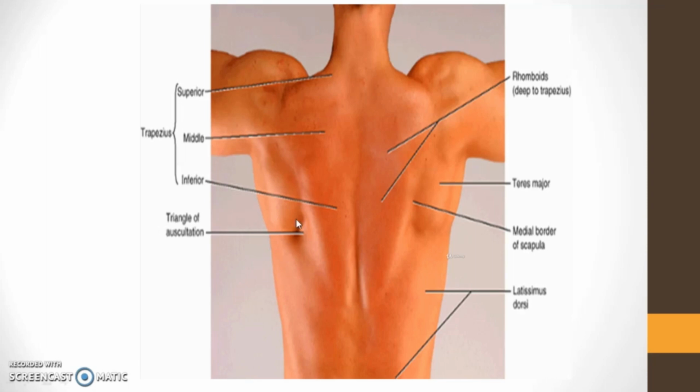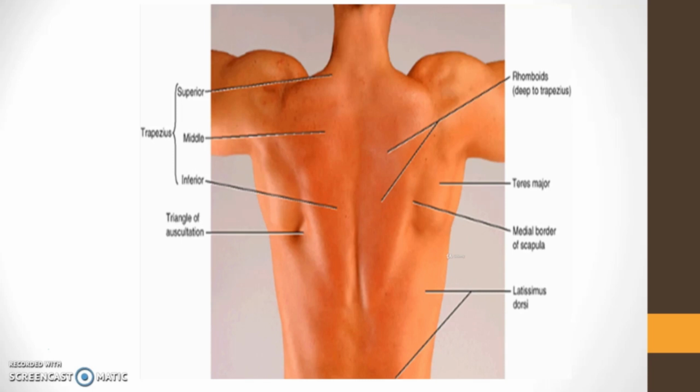So you have to make out three boundaries: the lateral boundary, the medial boundary, and the inferior boundary. The inferior boundary is formed by latissimus dorsi, the medial boundary by trapezius, and the lateral boundary by the vertebral border of scapula along with the rhomboides major muscle.